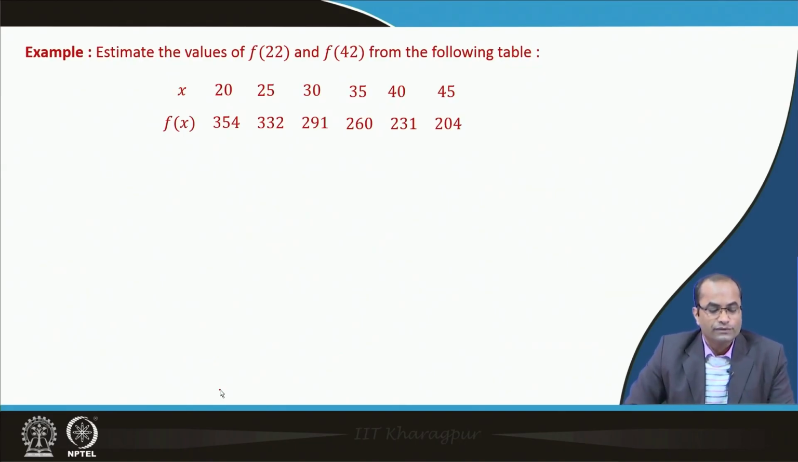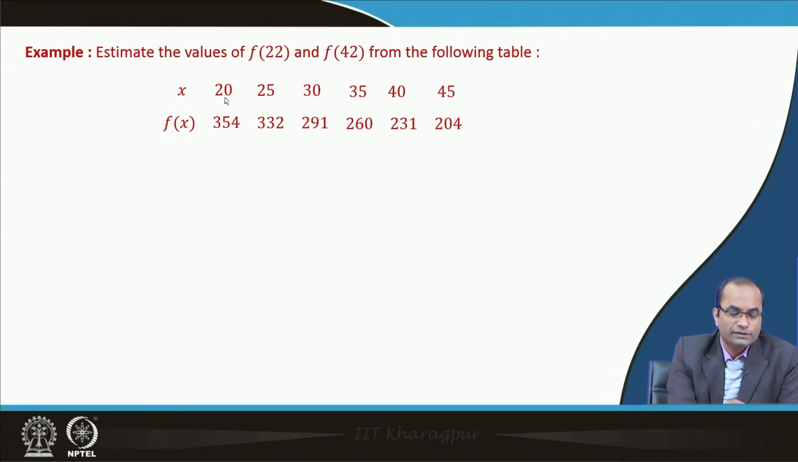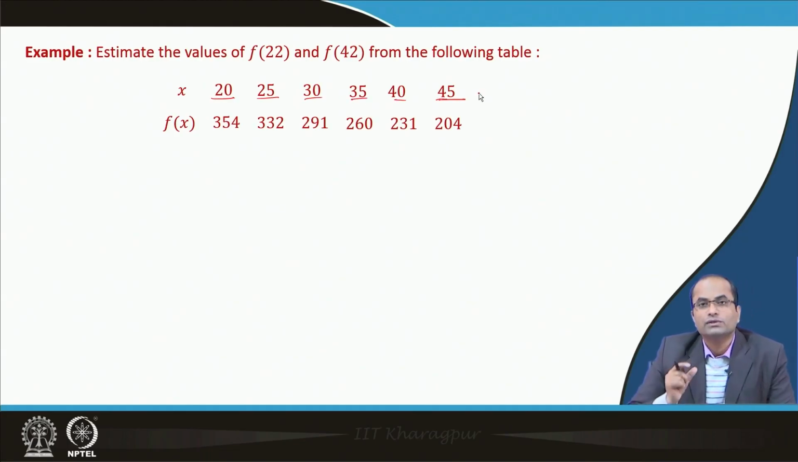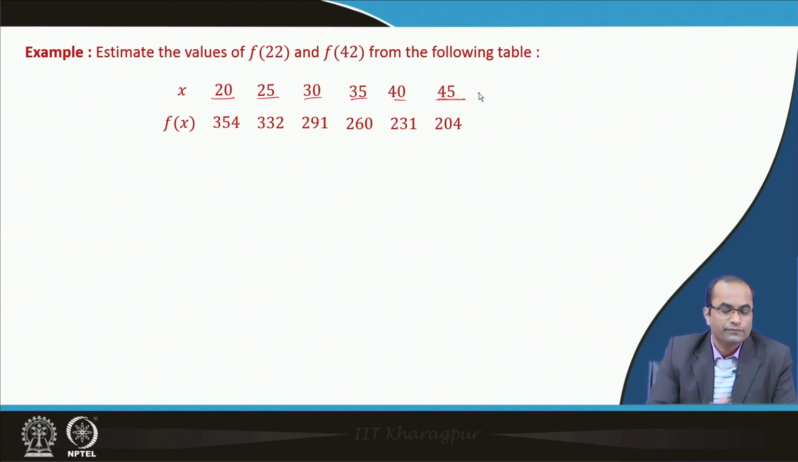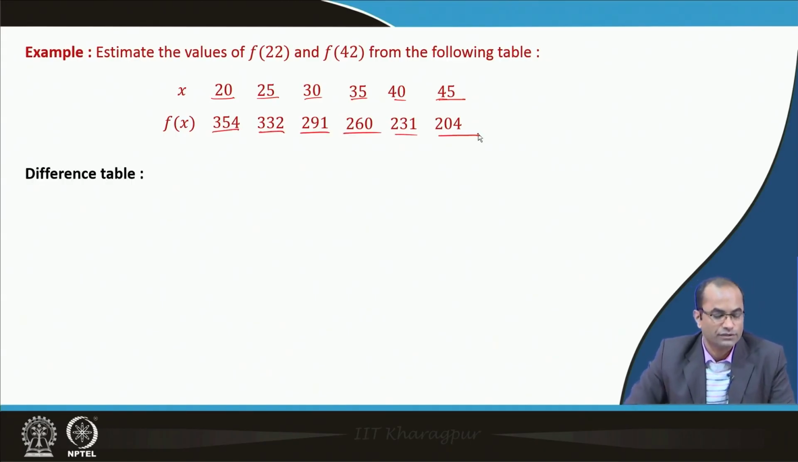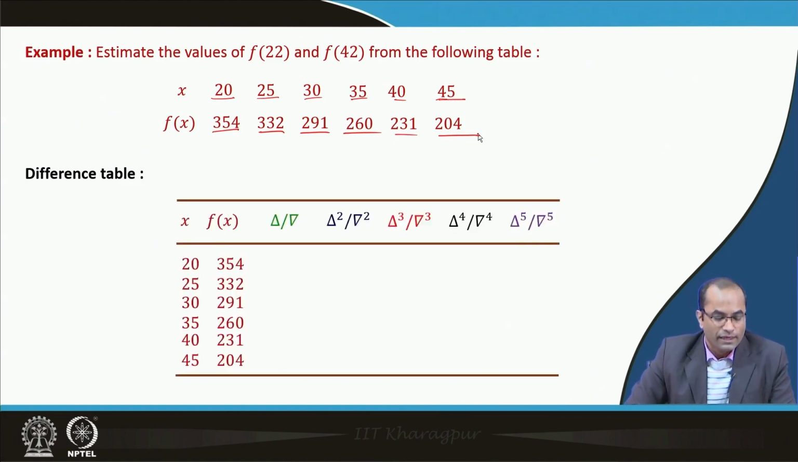Estimate the values of f(22) and f(42) from the following table. Here we have the data for x from 20 to 45: 20, 25, 30, 35, 40 and 45. There is a difference of 5, and the corresponding values are given here for the function. And again we have to construct the difference table as usual.